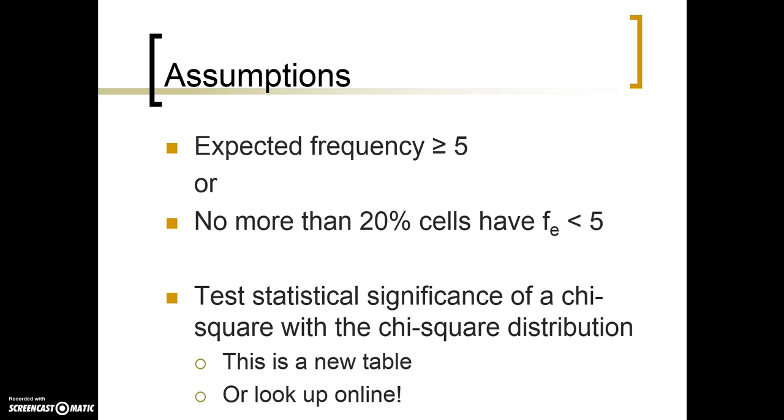There are a couple assumptions. The expected frequency for each cell should be more than 5, or at least have 20% of the cells that have less than 5. And our chi-square is a new distribution. So we've talked about the Z distribution, the T distribution, the F test, which has an F distribution. This is a new distribution. So of course we have a new table or a new online calculator that we're going to use to find the p-value for that distribution.